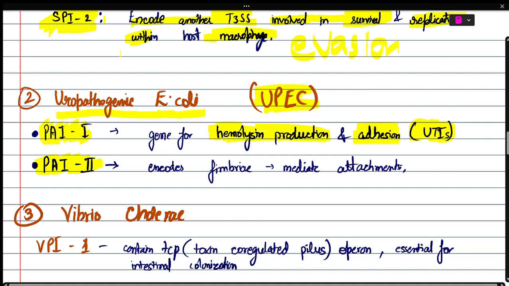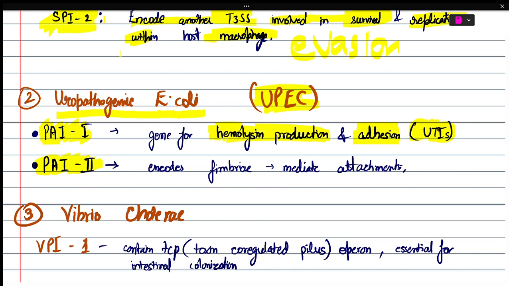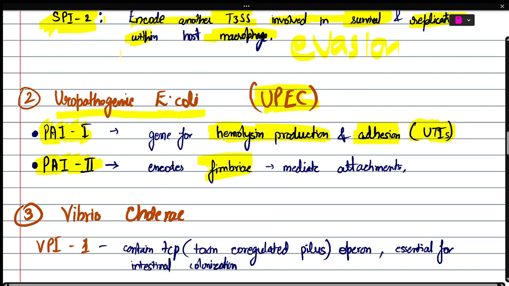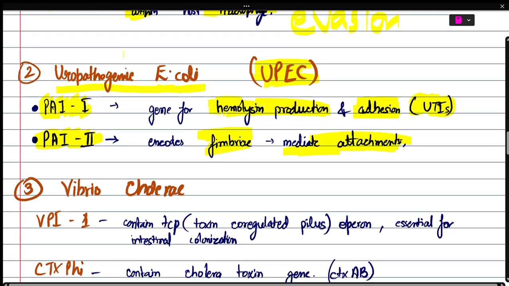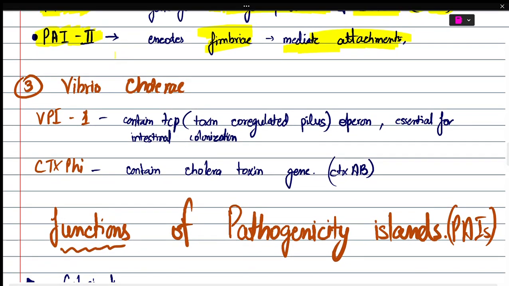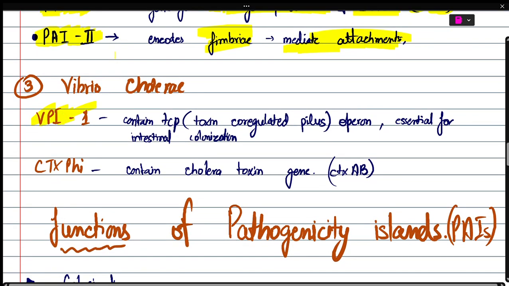And PAI2 encodes for fimbriae on the surface of E. coli. So basically it will help in attachment. Now the third and last example of this video will be Vibrio cholerae. In this you will find two kinds of PAI, which are VPI1 and CTX-PHI.